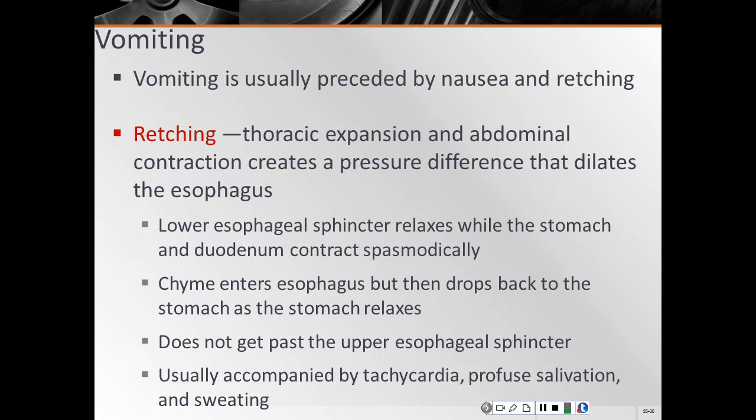Now when we look at retching here, we're dealing with thoracic extension and abdominal contraction, which creates a pressure difference that dilates the esophagus. Now the lower sphincter is going to relax when the stomach and the duodenum contract spasmodically. Now the chyme is going to enter into the esophagus, but then it's going to drop back into the stomach as the stomach relaxes. It doesn't get past the upper esophageal sphincter at all, and usually it's accompanied by tachycardia, which is an increased heart rate, profuse salivation, and of course sweating.